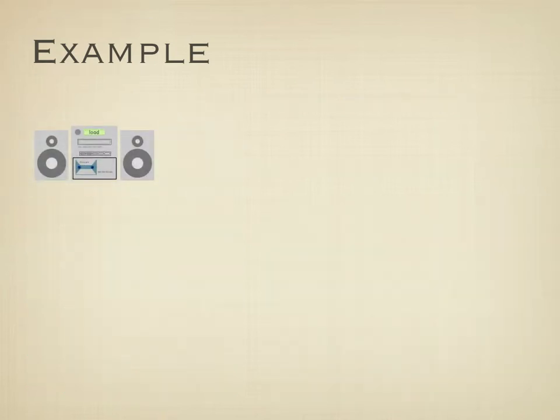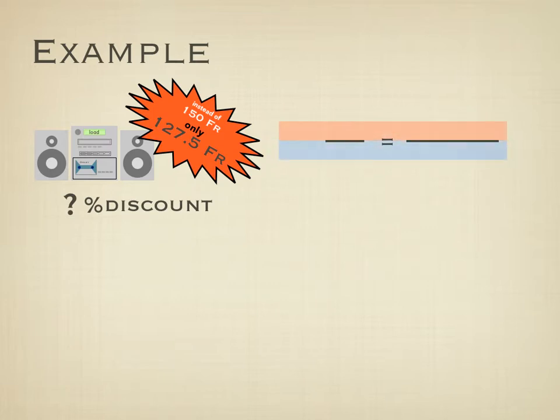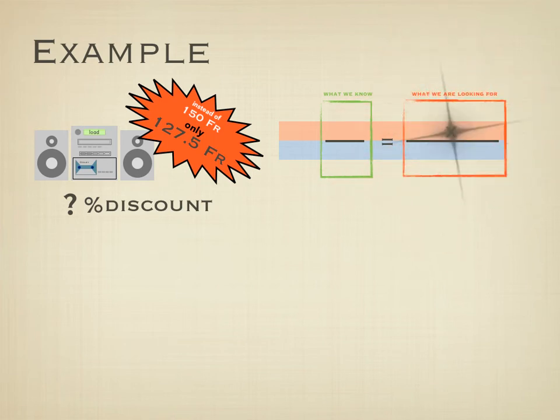Another example. We've got a hi-fi set which costs 127 francs 50 instead of 150 francs. We want to know how much discount we get. This is a direct proportion, and we set up an equation with the 2 relations. On the right-hand side of the equation, we write what we are looking for, and on the left, what we know. We put an x as the numerator on the right.